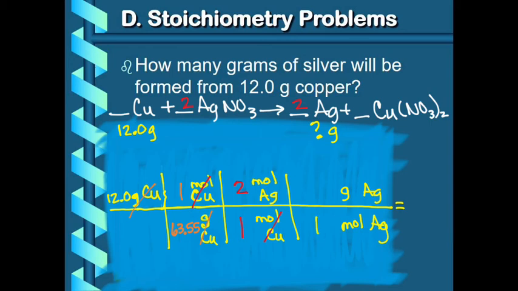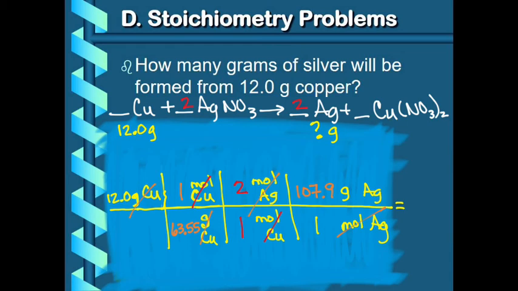So the 1 goes with moles, and the number that goes with grams is from the periodic table, and silver's mass from the periodic table depends on which version of the periodic table you use. But I'm going to write down 107.9 because I have another one that is 107.87. Moles cancels. We're left with grams of silver, and we are ready to calculate our answer.